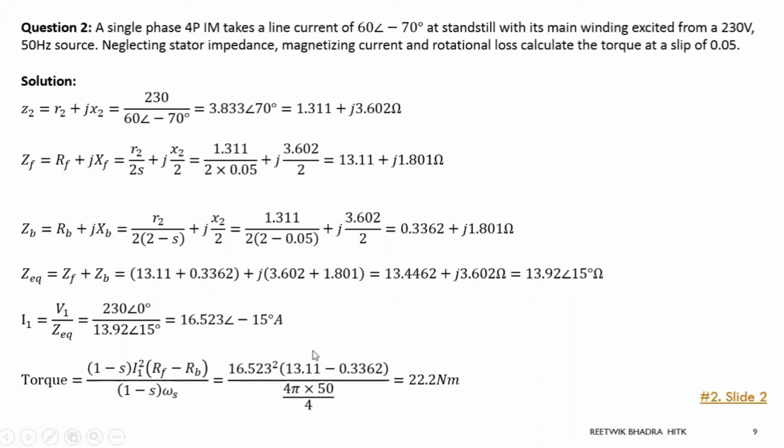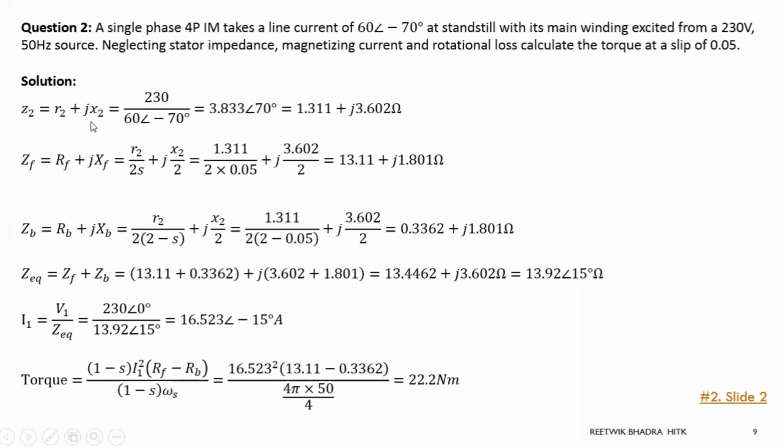So this is my general formula. I have substituted all the values and tried to find out the torque, but I couldn't, because I don't have I1, and I don't have RF, RB. So next we'll find out your RF, RB and I1. Now, the line current at the output is already given, 60 at an angle -70, and the supply voltage is given. So can I divide this one by this one and get R2 plus Jx2? So Z2 is equal to R2 plus Jx2.